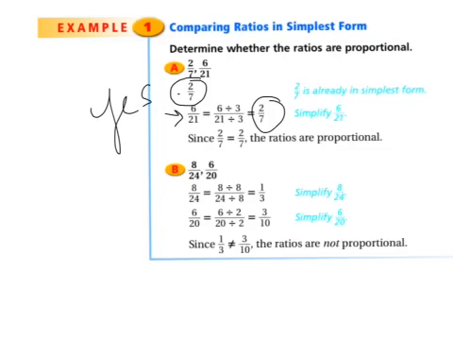Here we've got 8 over 24 and 6 over 20. Here, both of them can simplify, so I'm going to simplify both of them. I'm going to simplify 8 over 24. Well, 8 goes into each of them, so that simplifies to 1 over 3. 6 over 20, the only thing that goes into each of those is going to be 2. So I would reduce both of them by dividing by 2, and I get 3/10. Well, 1/3 does not equal 3/10, so this is not proportional.